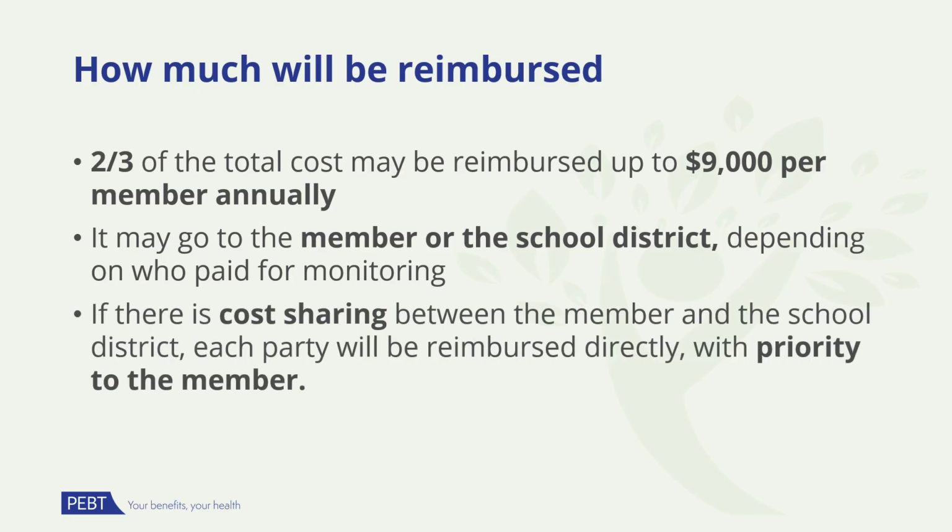Where the school district and member are sharing the costs of medical monitoring, any approved cost sharing will be reimbursed directly to each party, and reimbursement priority will be given to the member. Only when the member has been fully reimbursed will the remaining available reimbursement be directed to the school district. In extenuating circumstances, the PEBT may consider reimbursing more than 2/3 or more than $9,000 of medical monitoring costs per member per calendar year. This medical monitoring cost-sharing policy is not intended to replace arrangements already established by school districts.